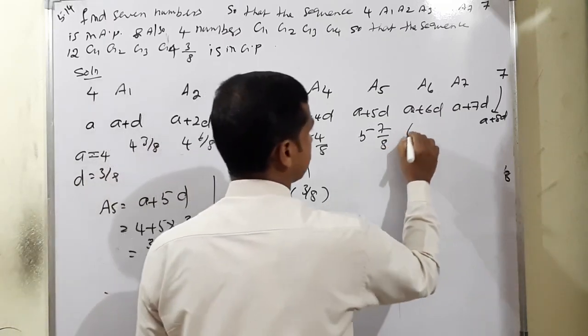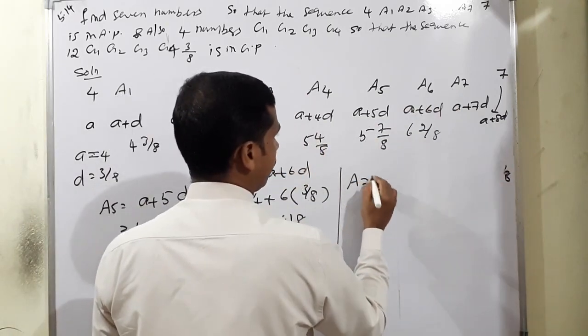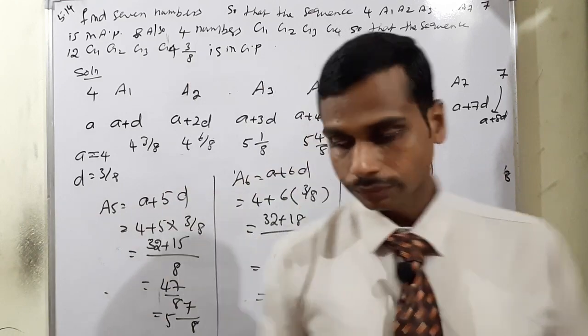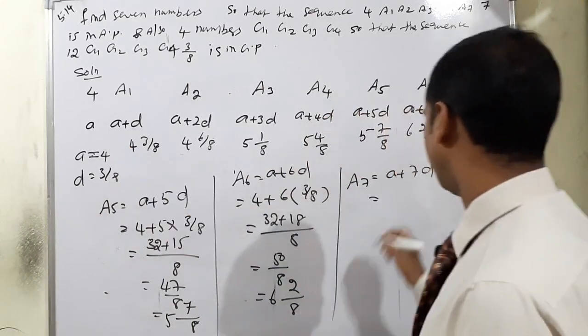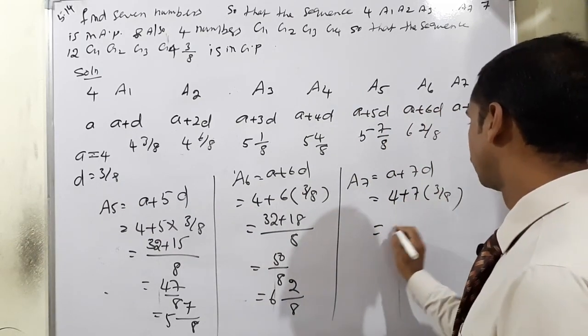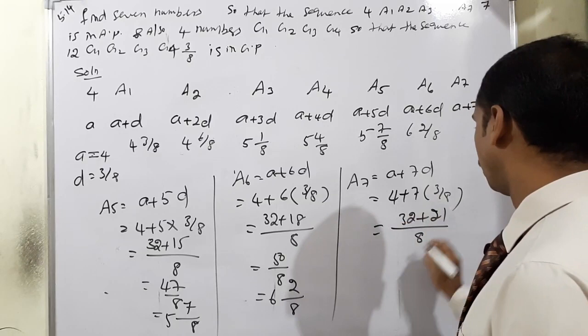6 true by 8. The last condition, 7. So, A7 is equal to A plus 7D. Therefore, A is equal to 4, D is equal to 3 by 8. 7 into 3 by 8. 8 means 8 4s are 32 plus 3 7s are 21.